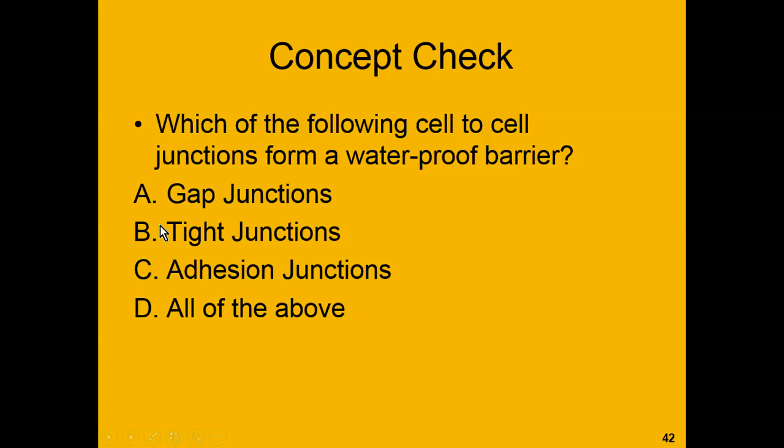The correct answer is tight junctions form the waterproof barrier. Gap junctions form little tubes that connect the cytoplasms of cells. Tight junctions form the waterproof barriers between cells, and adhesion junctions form flexible barriers between cells.